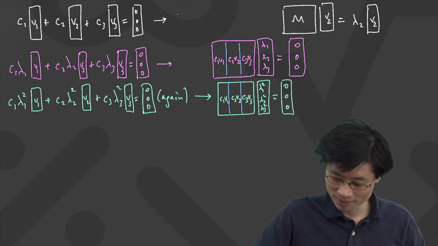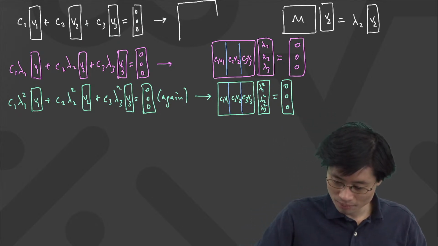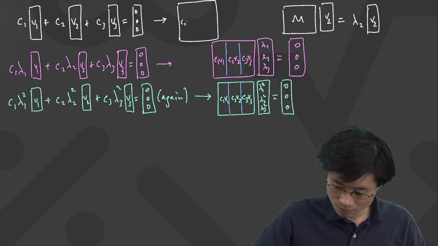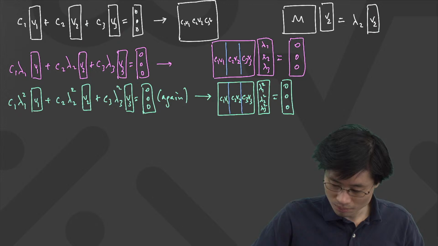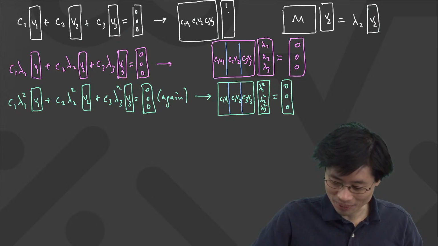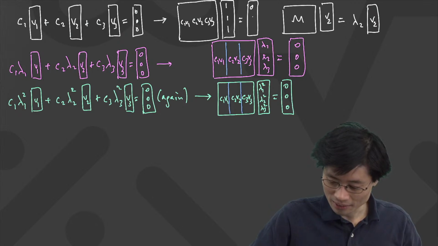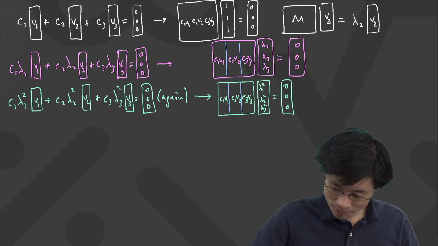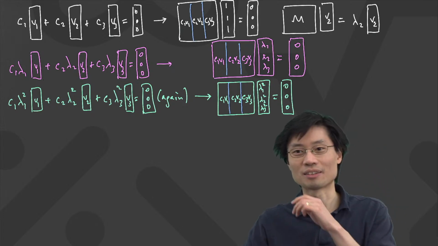Braden? We could write that as the c1 v1, c2 v2, and c3 v3 matrix times the vector 1, 1, 1 is equal to 0, 0, 0. Yeah, let's hit it with 1, 1, 1. That one works. That's 0, 0, 0. Okay. Now, why did I go through all that effort?